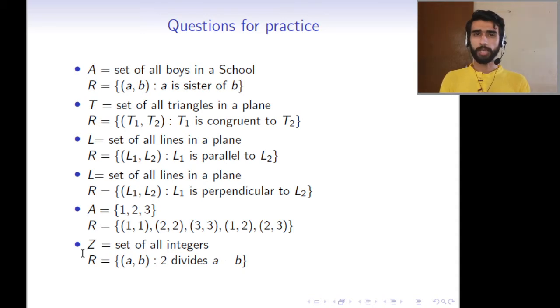Not possible, I think. There are many triangles that are not congruent to each other. So they will be in the Cartesian product as possibilities, but they will not be in the relation. So this is not a universal relation.